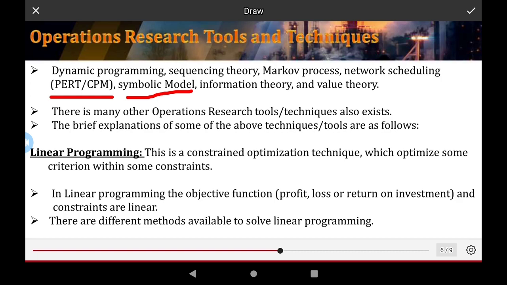Suppose some of the symbolic models, okay: you find out the problems and analyze the problems, and make models of the problems, okay. Information theory: information theory is given in operation research, giving some information according to your problems, okay, and value theory, okay, and the other is value theory, given in operation research, okay.